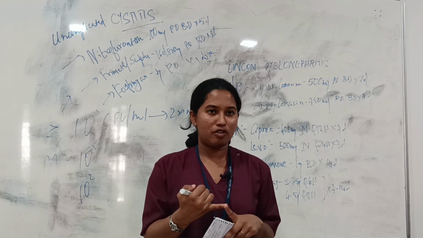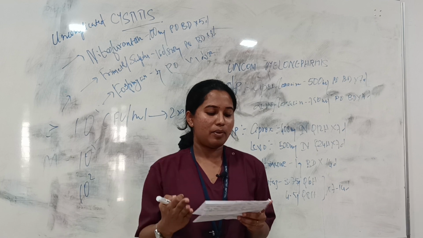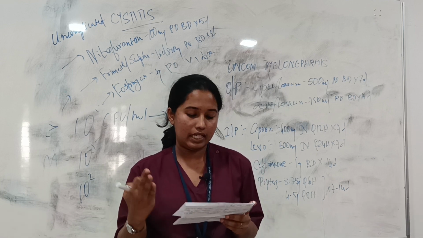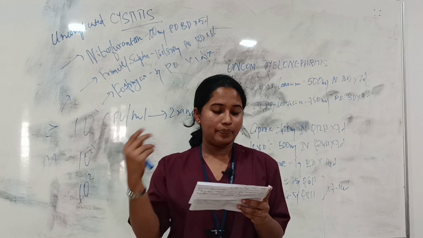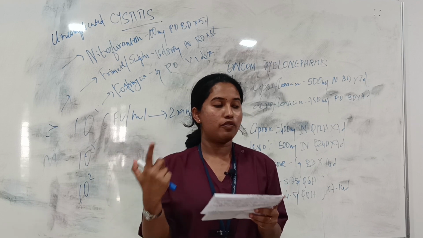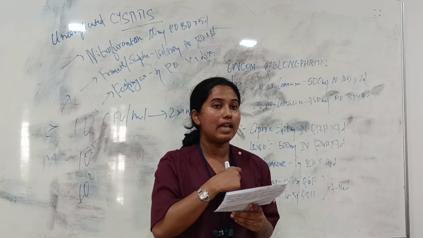I'll come again. Ciprofloxacin 500 mg, levofloxacin 750 mg, cefoperazone plus sulbactam 1.5 to 3 grams every 6 hours, ceftriaxone 1 gram IV BD, and gentamicin or tobramycin 3 to 5 mg per kg IV once. Okay, once a day. That is empirically.